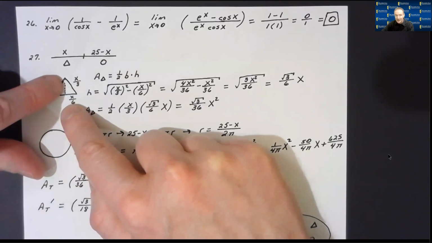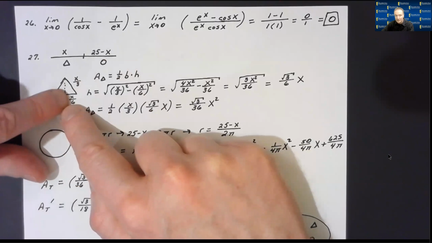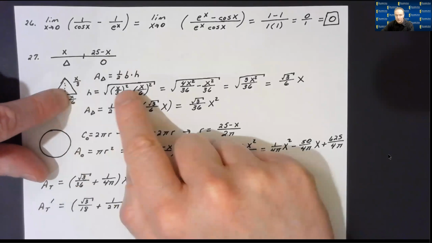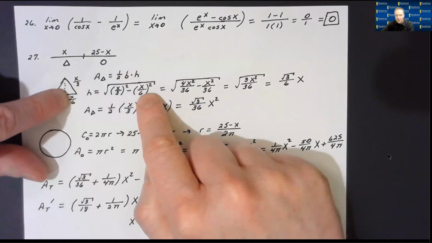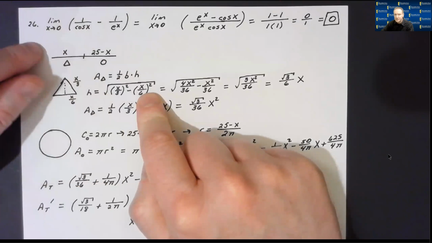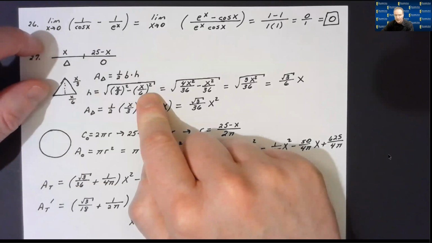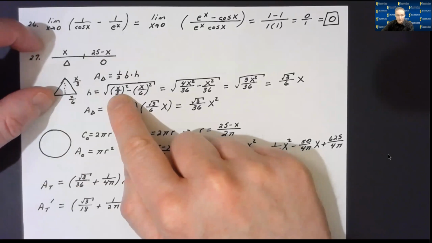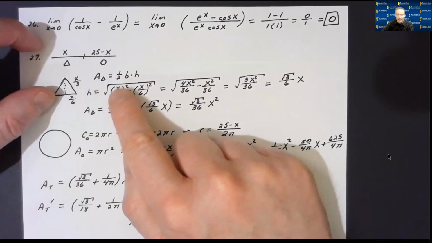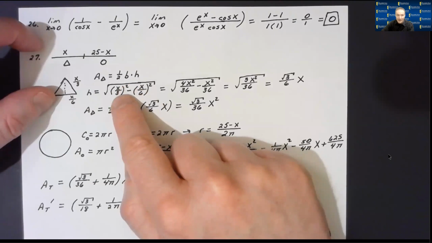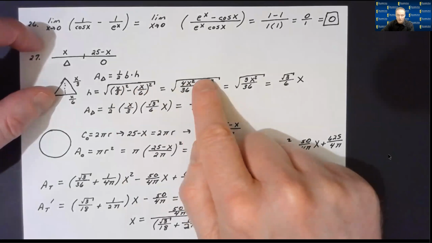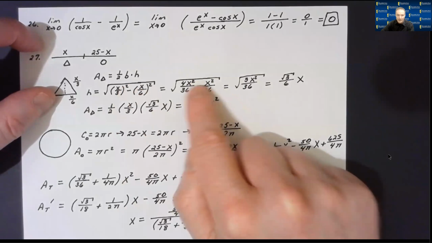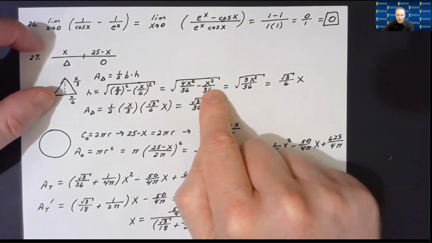So I said this height would equal the square root of the hypotenuse squared minus the other leg squared, x over 3 squared minus x over 6 squared. And then I knew x over 6 squared would give me x squared over 36. This would give me x squared over 9. I went ahead and got a common denominator. I know 9 times 4 is 36. So x squared divided by 9 is the same thing as 4x squared over 36. That enabled me to get a common denominator there of 36.